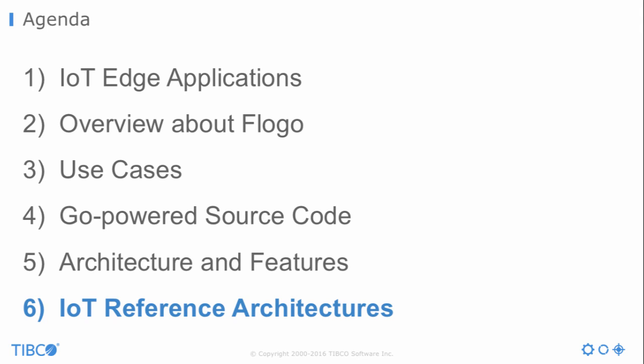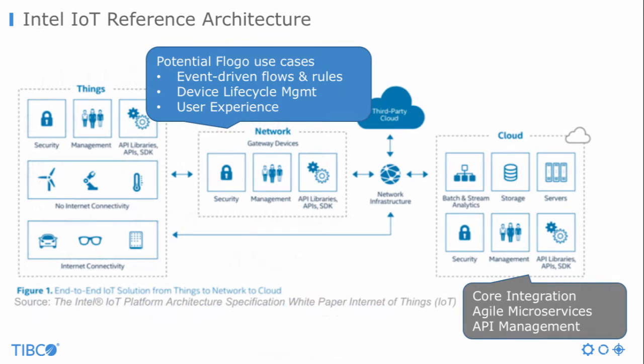After now I have shown you Flogo in a lot of detail with concepts, source code, and live UI, let's finally talk about how this is related to other IoT reference architectures. Because as we discussed in the beginning, Flogo is just one part of hybrid integration architecture. Therefore, what I want to do is show you a few different reference architectures from different cloud vendors. For example, Intel IoT reference architecture.